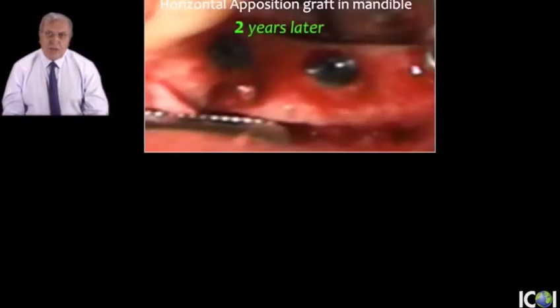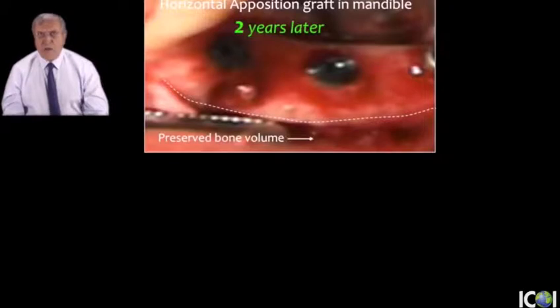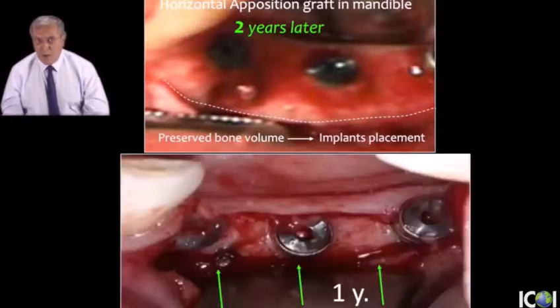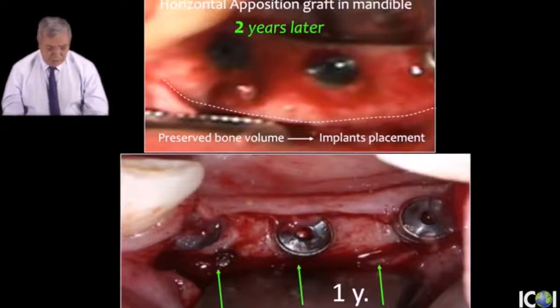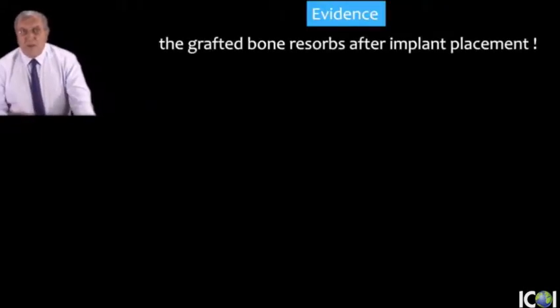Just the last example. We did a horizontal apposition graft in the mandible, and the lady disappeared for 2 years. She came back after 2 years and said, I want implant. The crest was absolutely perfect, even after 2 years. It means that without implant, the bone can be stable. But when we placed the implant, we lost the bone, the buccal bone. So the evidence now is that the grafted bone resorbed after implant placement.